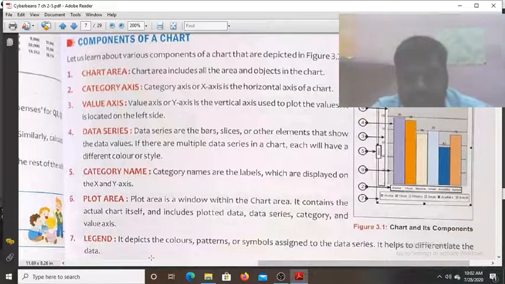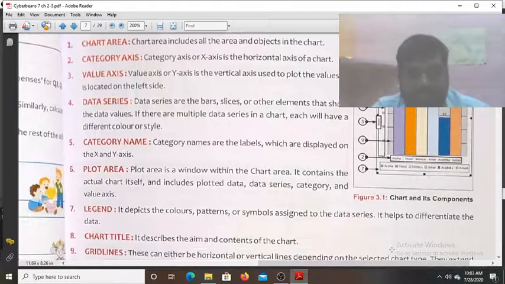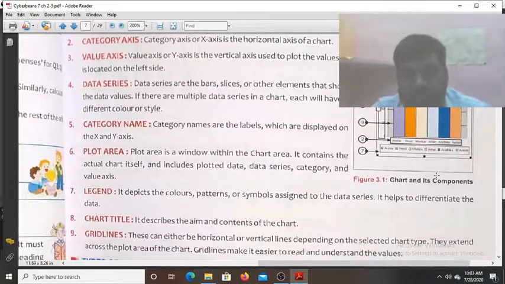Now legend. Seventh, you see the legend here. They present what this color represents. This color is represented for Ansika. That color we know like this. So it depicts the colors, patterns, or symbols assigned to the data series. Now the data series: this first data series, purple color, is assigned to Ansika. So that legend gives the information about which color, which data series, is assigned to whom. It helps to differentiate the data. Yes, between the different students you can make the difference by the different color.